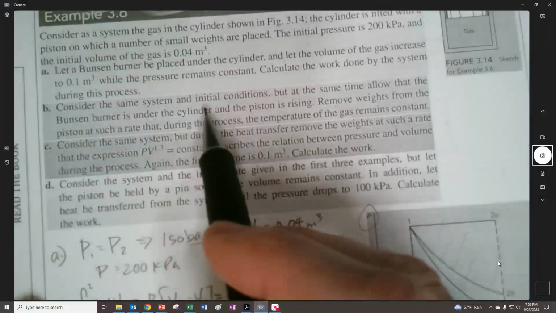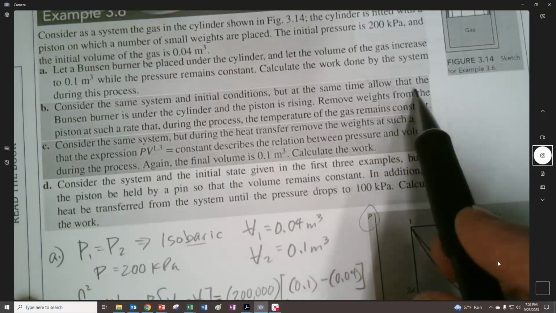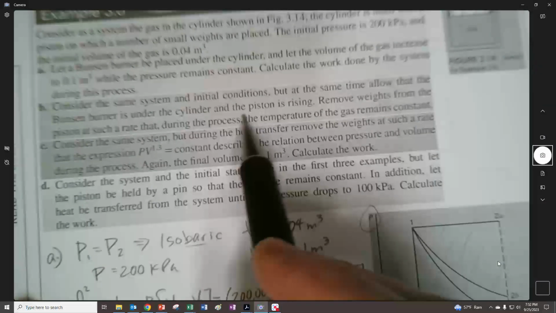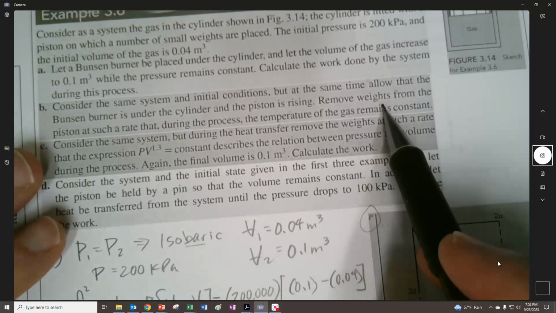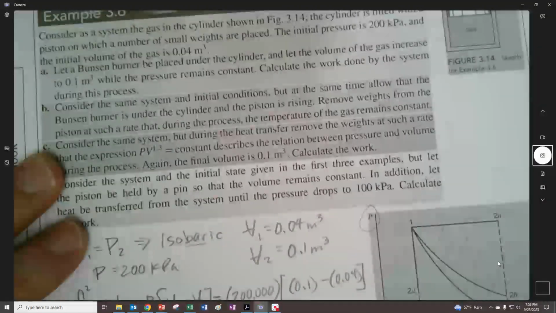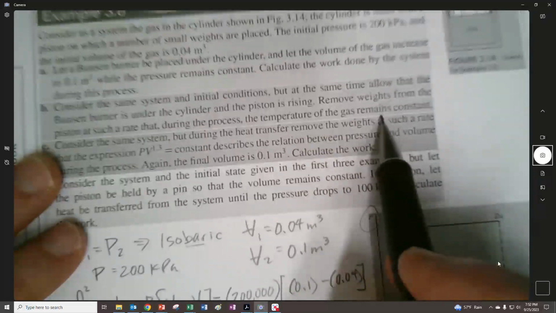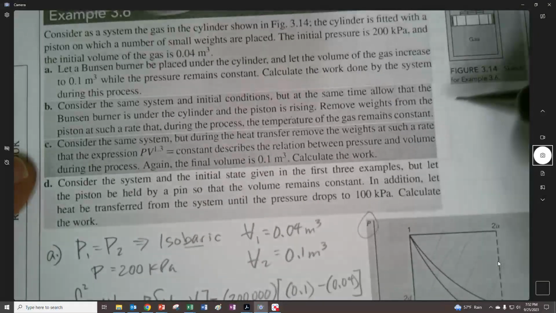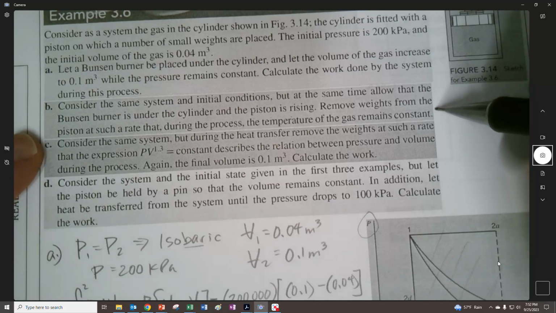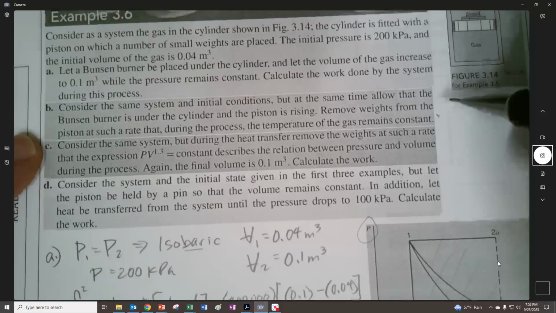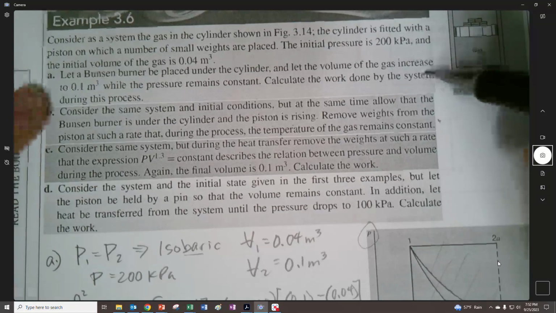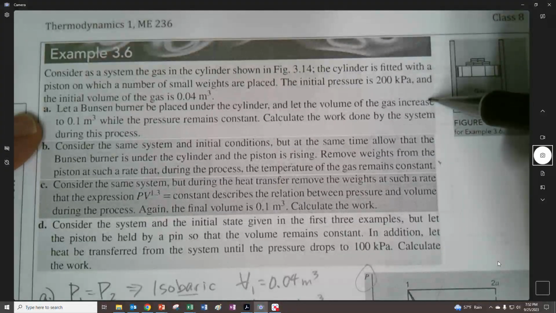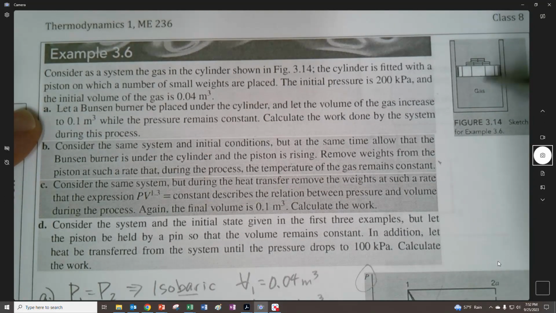We're going to consider the same system, but at the same time allow that the Bunsen burner is under the cylinder and the piston is rising. We're going to remove the weights in just the right way so that the temperature remains constant. It's important to try to picture these ideas. What kind of thing would do that? Well, they've given you an example of something that's possible. That's not the only way it could happen, but this is one way that you could have this process.